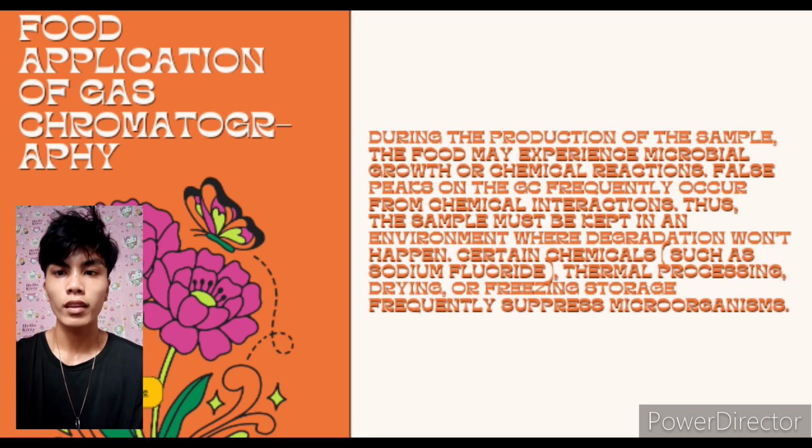During the production of the sample, the food may experience microbial growth or chemical reaction. False peaks on the GC frequently occur from chemical interaction. Thus, the sample must be kept in an environment where degradation won't happen. Certain chemicals such as sodium fluoride, thermal processing, drying, or freezing storage frequently suppress microorganisms.